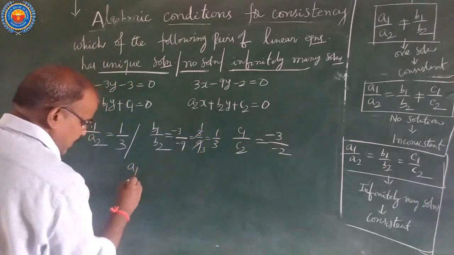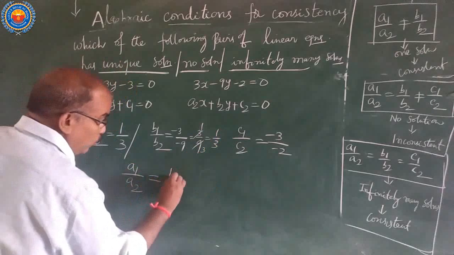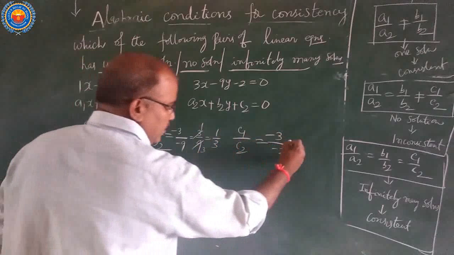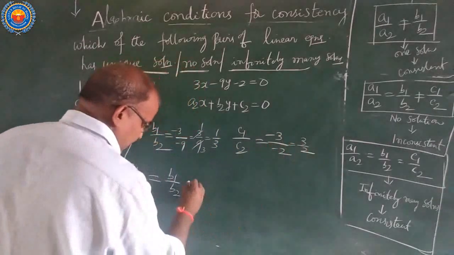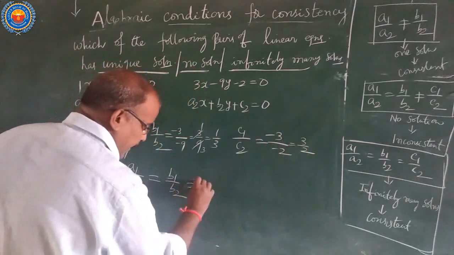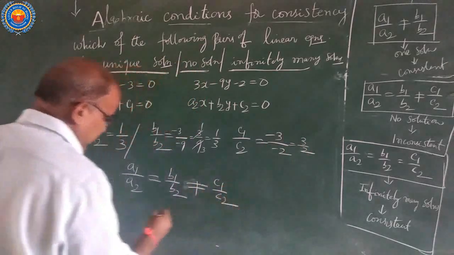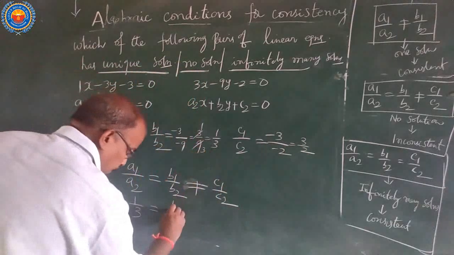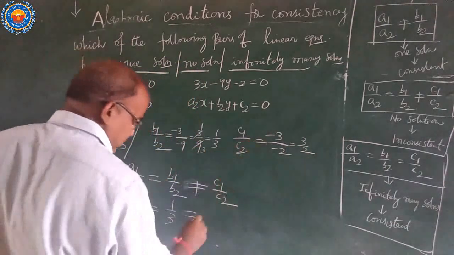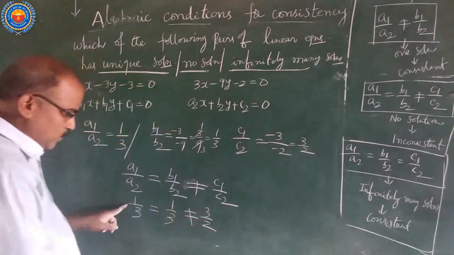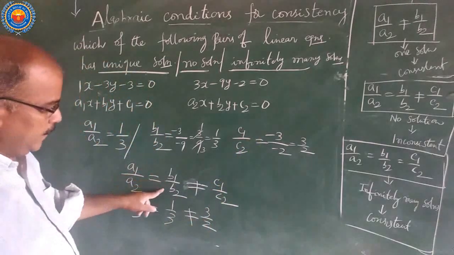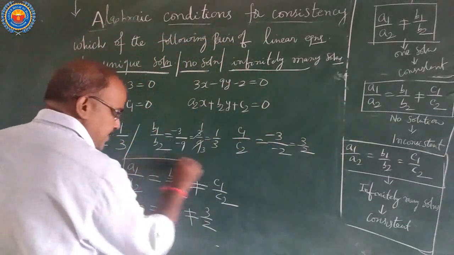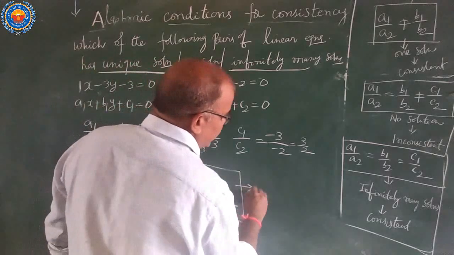Therefore, I got a1 by a2 is equal to b1 by b2. What about c1 by c2? That is 3 by 2. That's why I can write not equal to c1 by c2. That is nothing but a1 by a2 is 1 by 3, b1 by b2 is 1 by 3, c1 by c2 is 3 by 2. That's why a1 by a2 is equal to b1 by b2 is not equal to c1 by c2. From this condition we can say no solution.